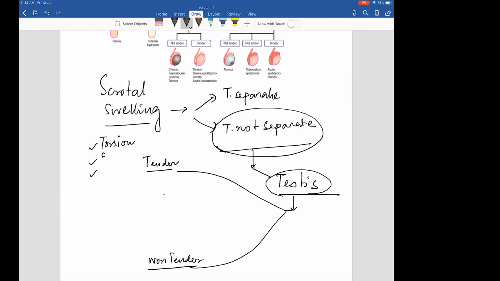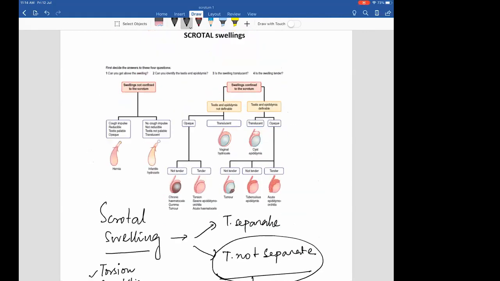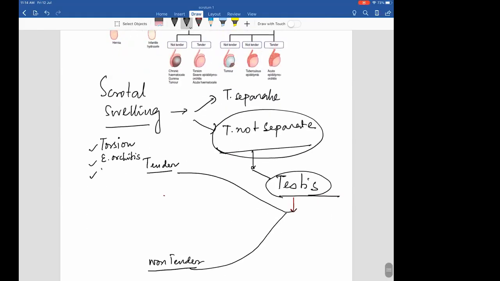One is a torsion testis, which you should always keep in mind as number 1. Number 2 is epididymo-orchitis, which means an inflammation of the epididymis and the testes. And number 3 is an acute hematocele, that means a collection of blood around the testes. So these are all tender swellings. Again, I will repeat: number 1 torsion, number 2 epididymo-orchitis, number 3 acute hematocele. Number 1 is always a torsion of the testes.